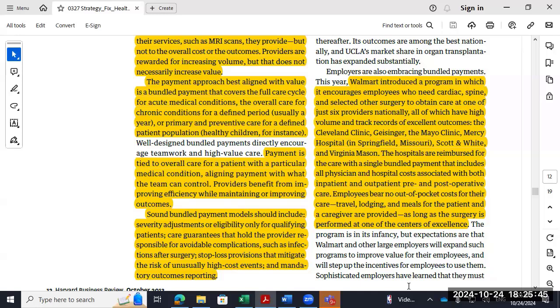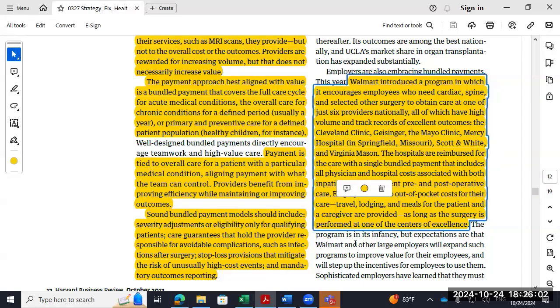The hospitals are reimbursed for the care with a single bundled payment that includes all physician and hospital costs associated with both inpatient, outpatient, pre and post operative care. Employees bear no out-of-pocket costs for their care. Travel, lodging, and meals for the patient and the caregiver are provided. That's pretty important. You tell your employees, you're going to save us a lot of money if you travel by plane 1,000 miles. Well, you can't tell them that if you're not going to pay for the plane. So everybody's got to sit down and do the math and figure out what makes the most sense, as long as the surgery is performed at one of those centers.